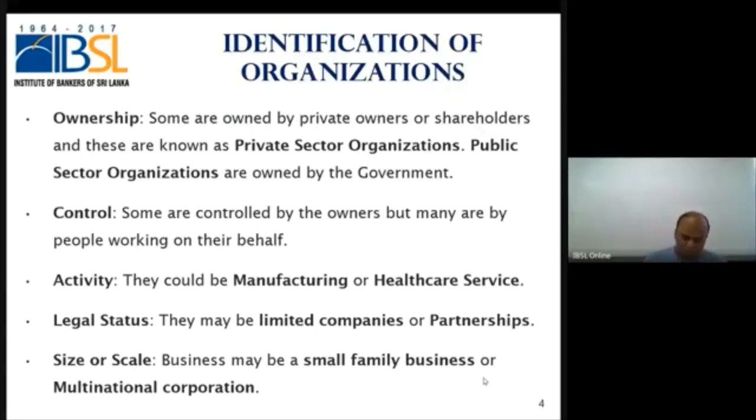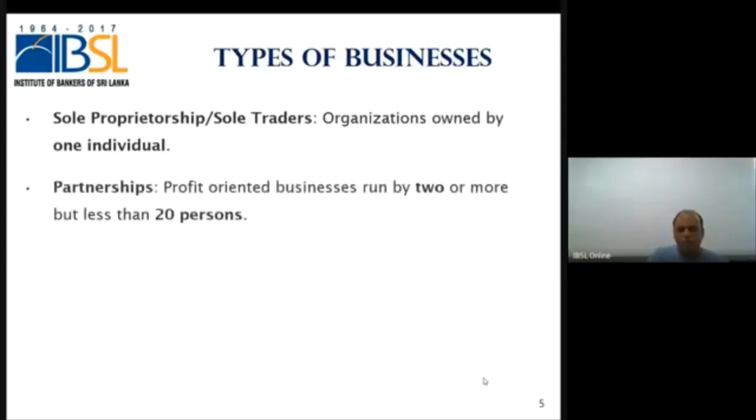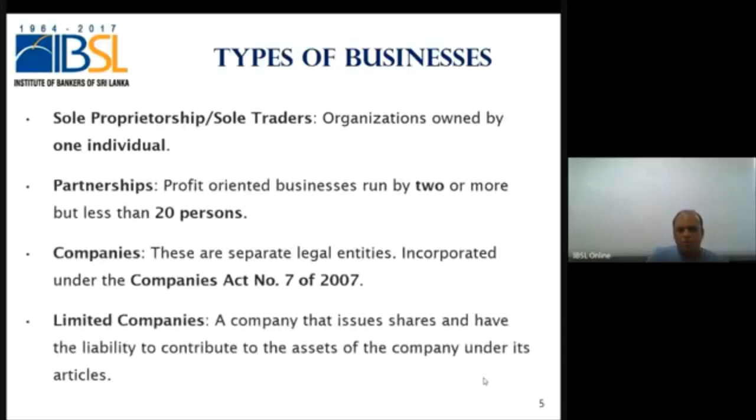What do you mean by that? They become multinational corporations. So in terms of size, you can have small family businesses, or you can have high scale businesses which are known as multinational corporations. So these are the broad categories, the types of businesses. Let us go through them one by one.